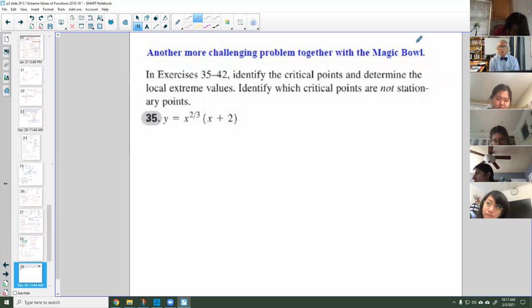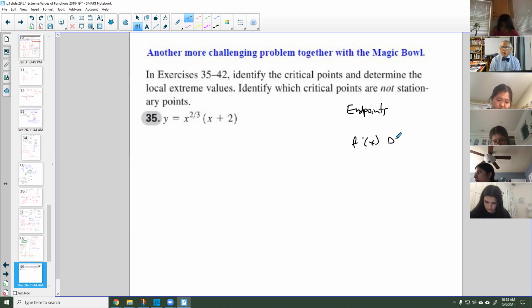So I need to determine my, let's write it here in black. I need to determine my endpoints. I need to determine where f prime of x does not exist. And I need to determine where f prime of x equals 0. So how about if we start by finding what is f prime of x?